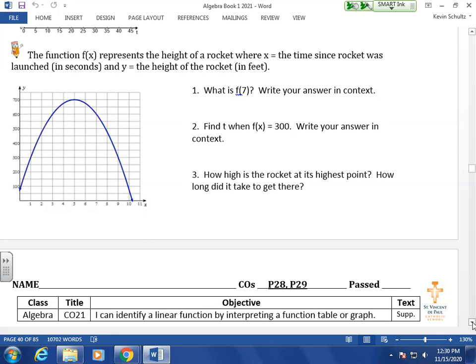Number one, what is f of 7? Write your answer in context. Number two, find t when f of x is 300. Write your answer in context. What does that solution mean? And then number three, how high is the rocket at its highest point, and how long did it take to get there? So, function notation, there you have it.